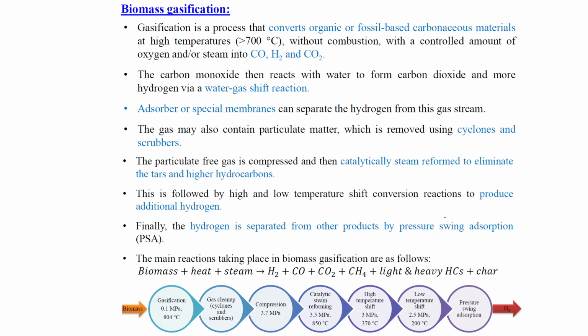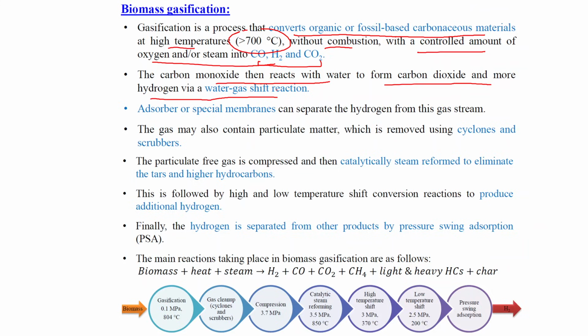Okay. So coming on to the biomass gasification. What is gasification? As from the name itself, we are gasifying. We are heating the biomass to produce the gases. Okay. So gasification is a process that converts organic or fossil based carbonaceous materials at high temperature, that is, at a temperature greater than 700 degrees C, without combustion, with a controlled amount of oxygen or steam, and to produce what? Carbon monoxide, hydrogen, and carbon dioxide. The carbon monoxide then reacts with water to form carbon dioxide and more hydrogen via water gas shift reaction.